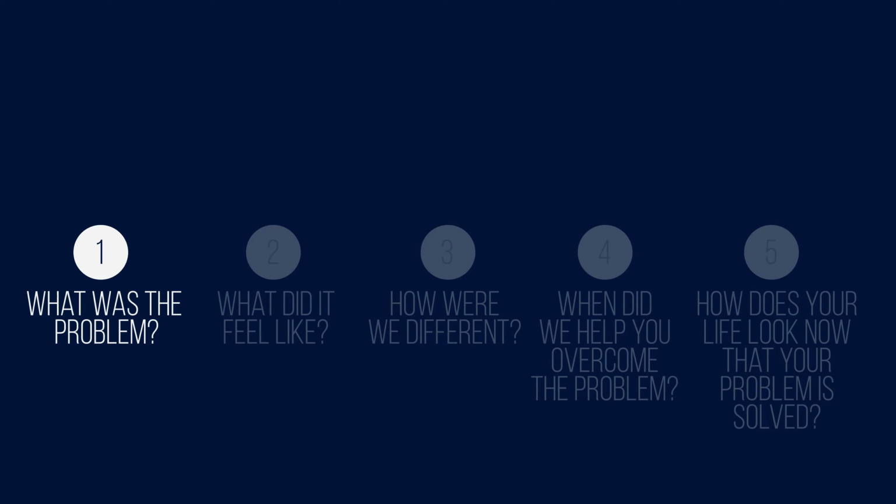Step 1. What was the problem you were having before you discovered our practice? This just shows the problem they were having in the beginning. There's nothing really special to this. It's just, were you depressed? Could you not hang out with your kids because you were sad all the time? Did your back hurt so you couldn't throw your kids in the air? Little things like that, but it establishes the problem to begin with.